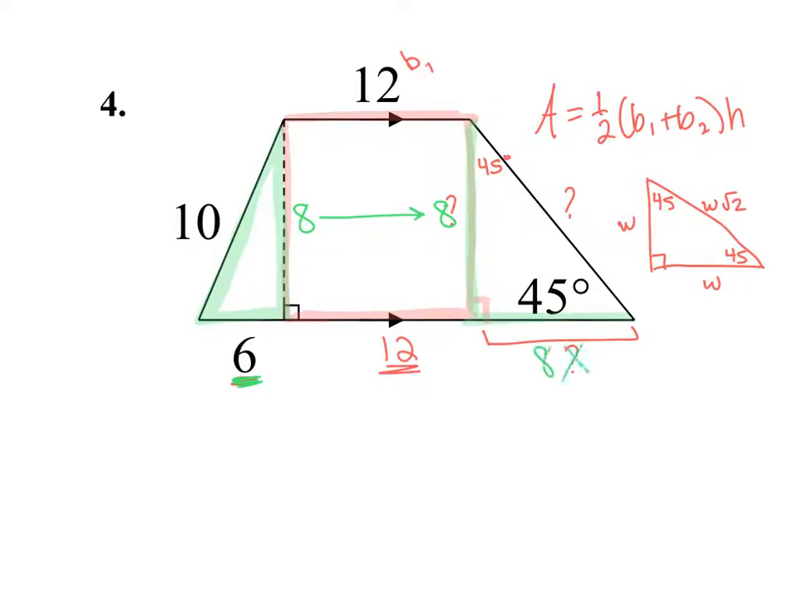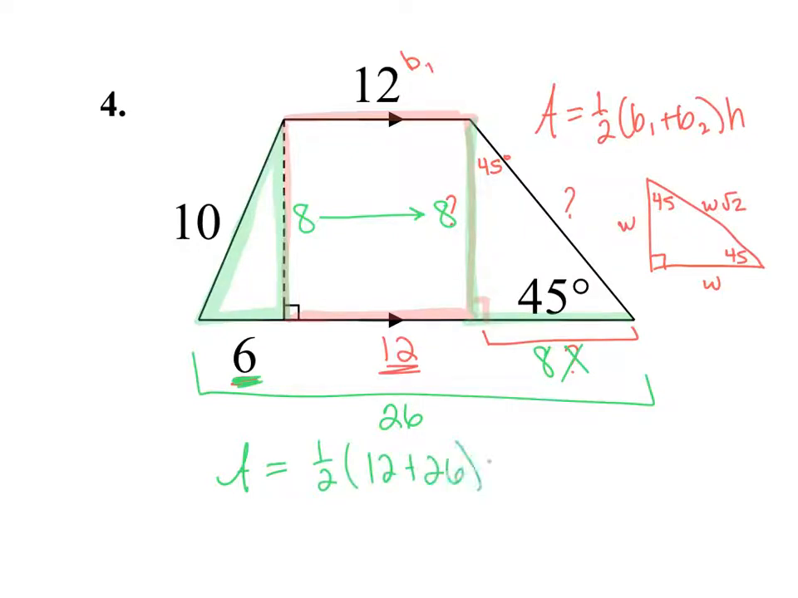We know our question mark. So now the entire base right there would be 26. So now we're just going to go ahead and substitute in our values and do some math. All right. If you guys do that, you get 4, that's half of 8, and we have 38, and 4 times 38 should be 152 units squared.